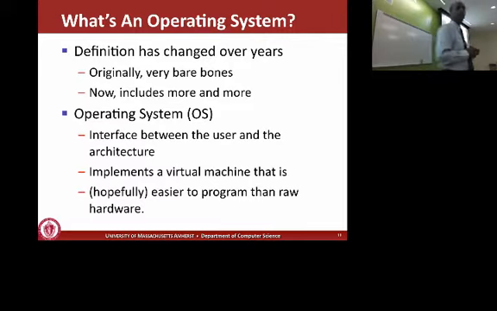Okay. So these are more general definitions. The OS is the interface between the user and the hardware, which is the underlying architecture. Another way to look at it is that it is an abstract or a virtual machine that is easier to program than raw hardware. If you are actually going to start programming raw hardware, it's very difficult because you, the programmer, have to work with what the hardware pieces are, how they work with one another, and so on and so forth.